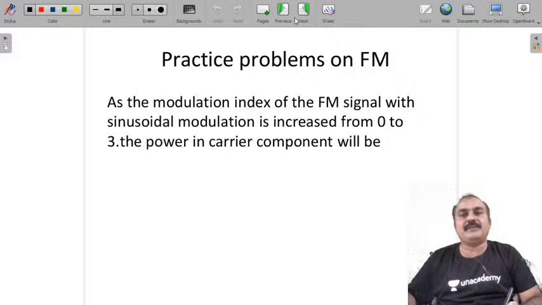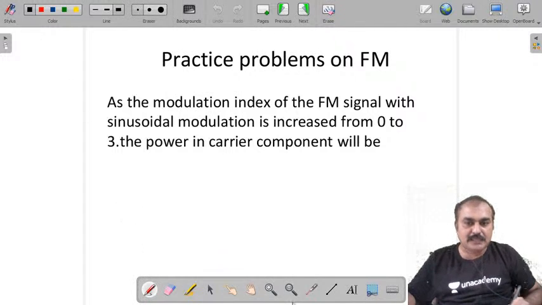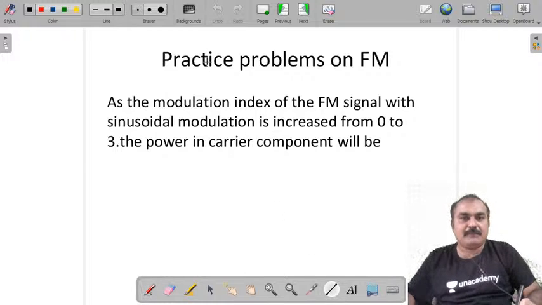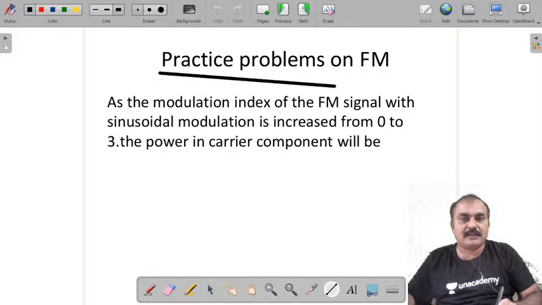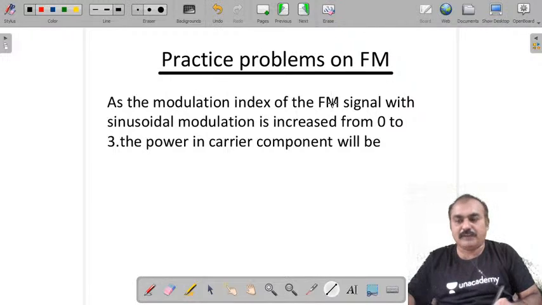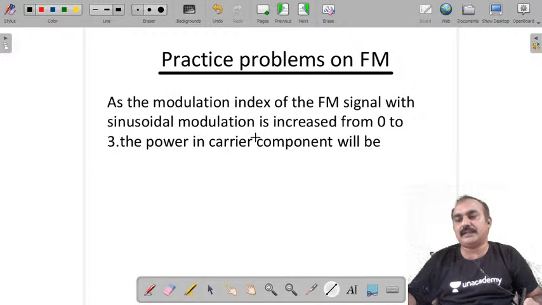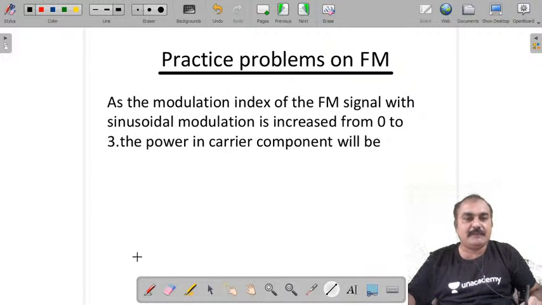Now we are going for the practice problems on FM. FM practice problems are very, very important. We are going to discuss these things in a detailed manner. The first one, as I told you.